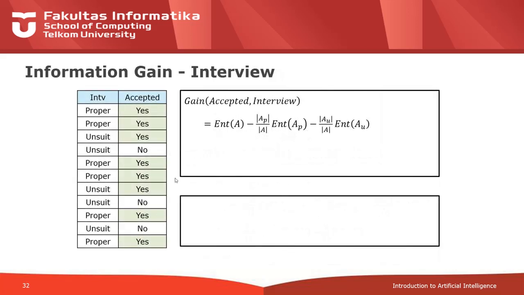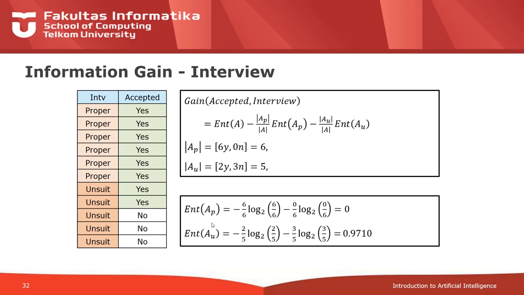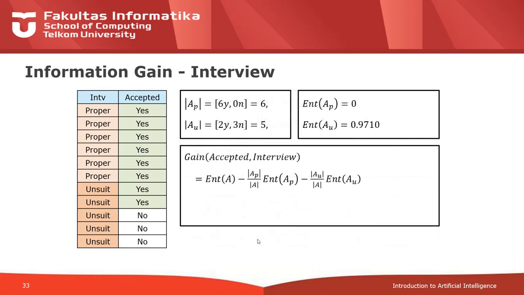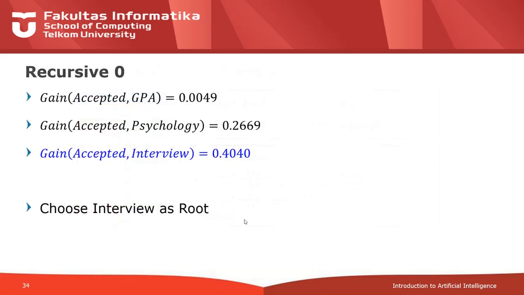And the last one is we calculate the entropies for each of the values in interview that will be proper and unsuitable. So we will get the entropies for proper and unsuitable, and using that number, we will be able to calculate the gain for interview. So what happens after we have all of the gains for each of the attributes? We have gain for GPA, we have gain for psychology, and we have gain for interview. We choose the one with the biggest value. And in this case, the biggest value is interview.